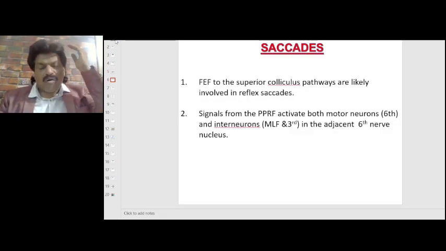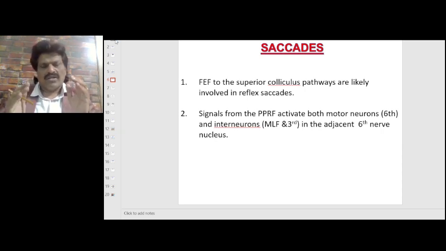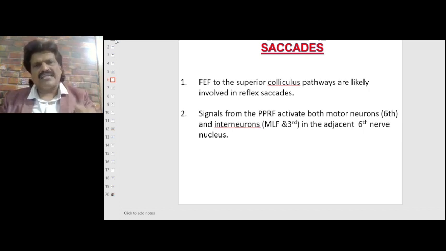Frontal eye fields, not only to the PPRF, the saccadic pathway, also send impulses to the superior colliculus pathways. They are also likely involved in reflex saccades. So we see eye movement abnormalities in Parkinson's or other brainstem structures. It is because the saccadic pathway not only goes directly to the PPRF from the frontal eye fields area number 8, it also goes to midbrain structures like the superior colliculus pathway, and therefore they are involved in reflex pathways.